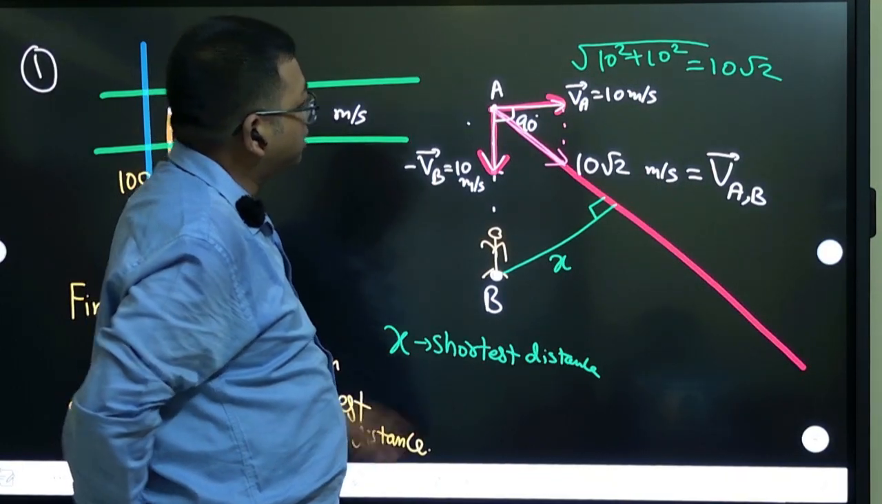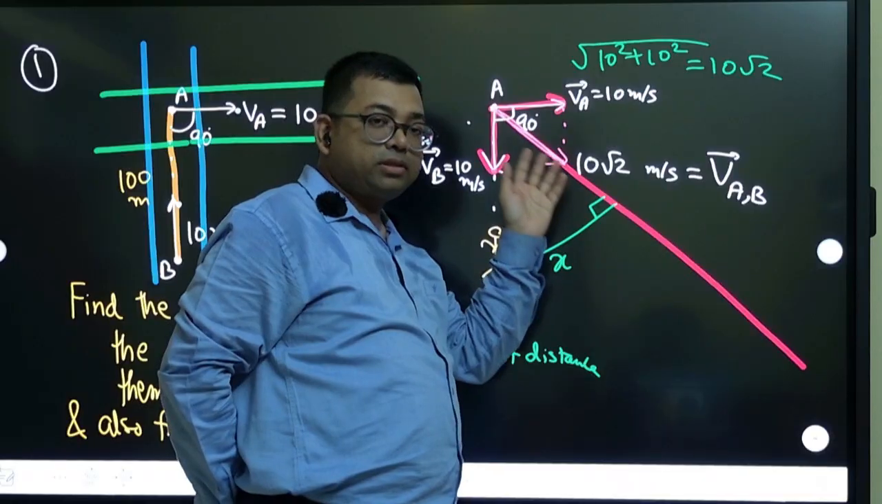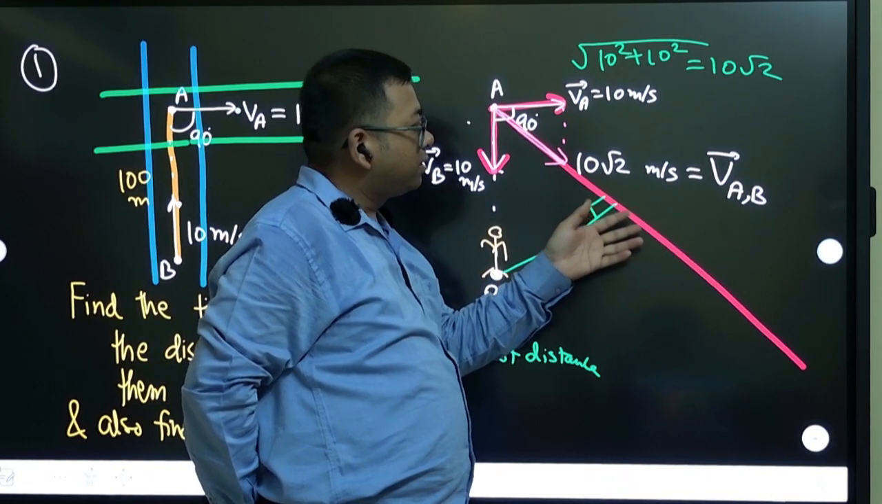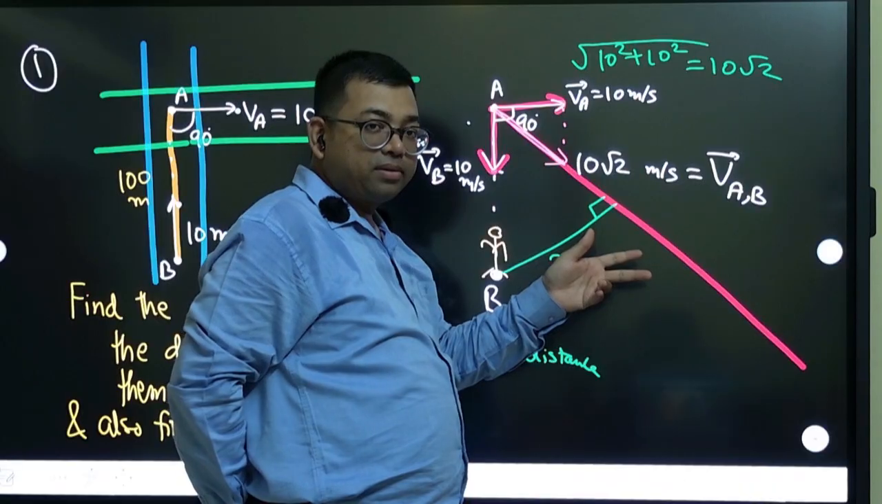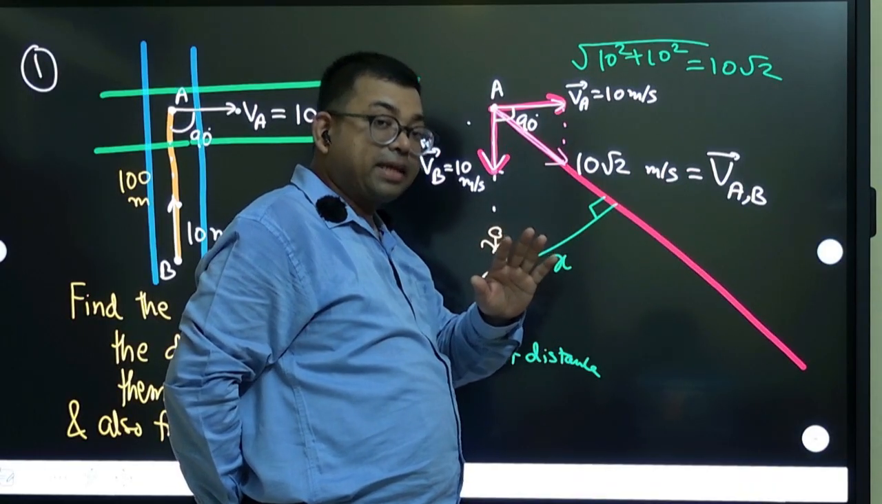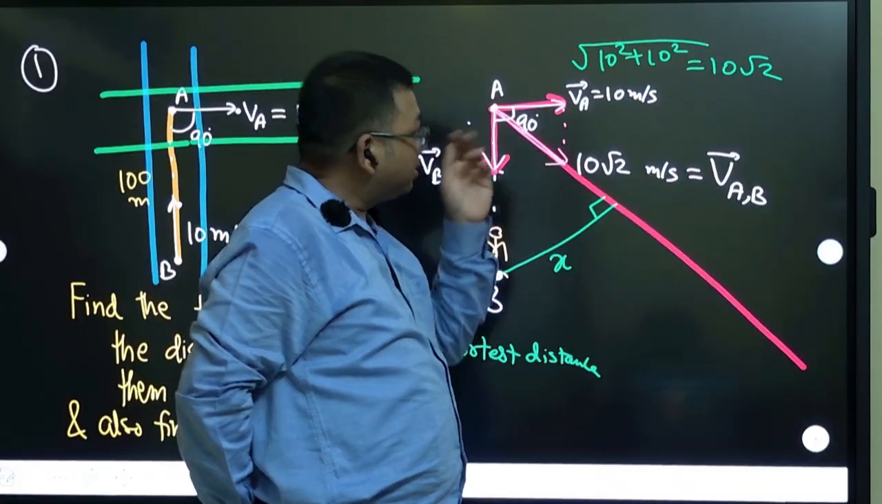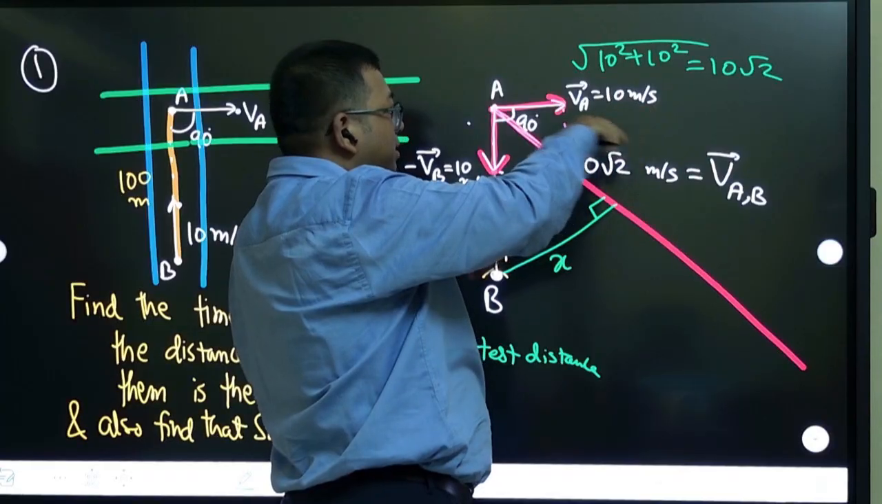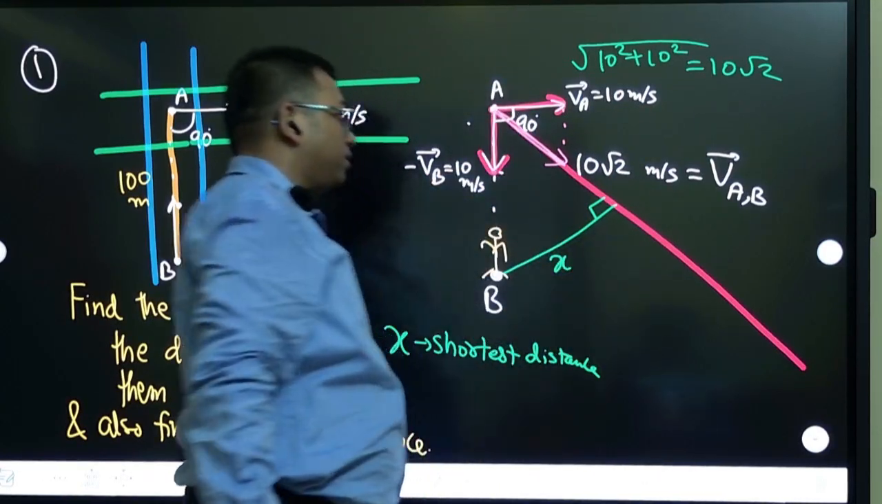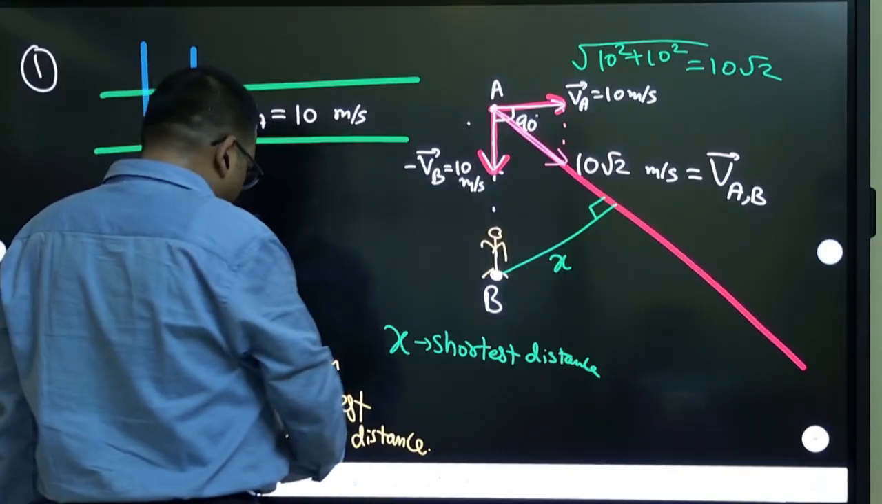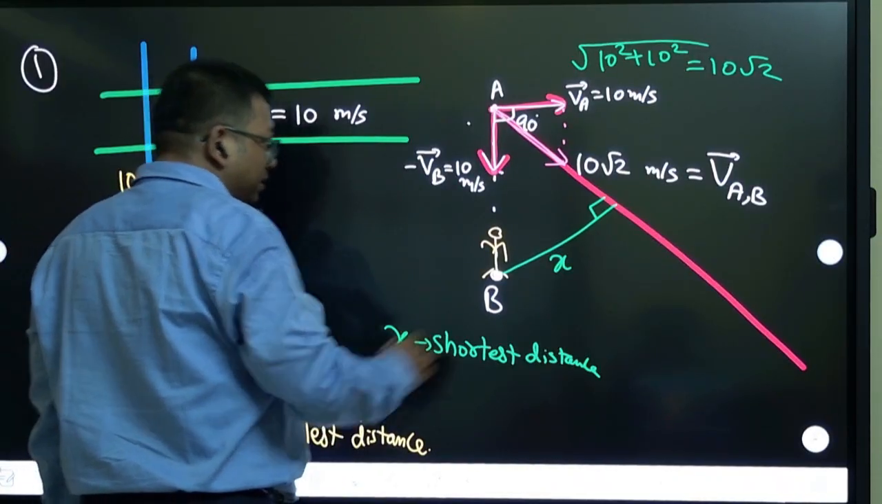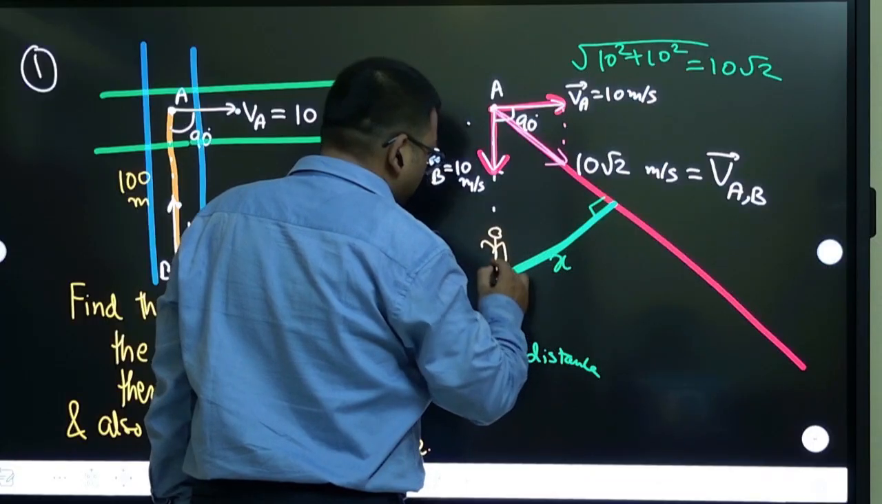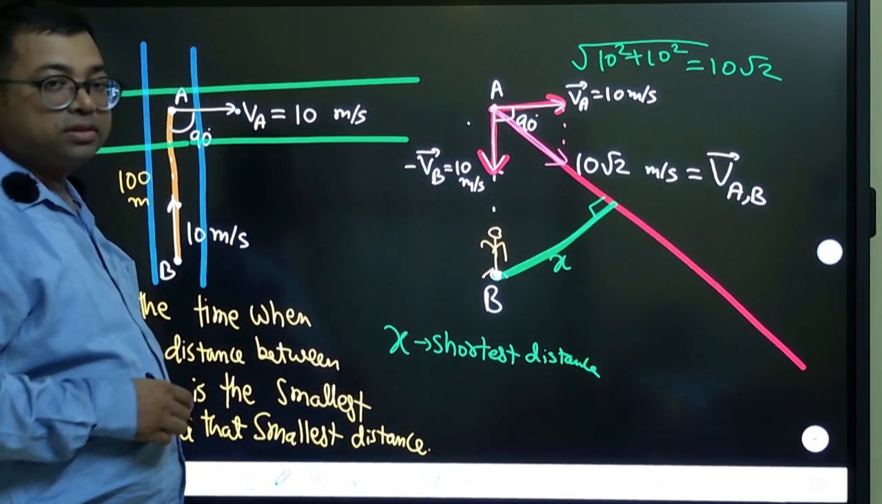That's what you have done. This is what is 10 root 2, A with respect to B. This is VA minus VB. But is it a vector subtraction or vector addition? Okay, vector. This is vector addition. This 10 root 2 is in this direction, 90 degrees. You have added that. But what I am asking is, what is this x? This distance x is how much? How will you calculate this distance?